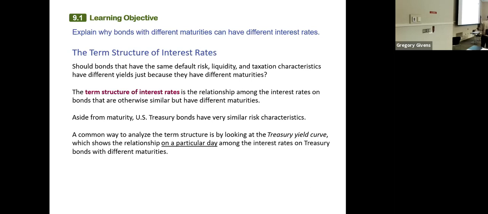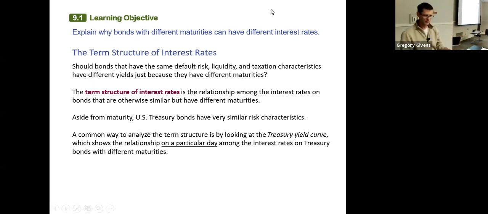The Treasury yield curve shows the relationship on a particular day, at a particular point in time, among the interest rates on Treasury bonds that have different maturities, okay? It is not a graph that shows how the interest rate is changing over time. It is not a time series plot of an interest rate. It is a snapshot of the economy where it shows us the interest rates on Treasury bonds of all different maturities that are available and what those annual interest rates are at that moment. That is what the Treasury yield curve shows us, okay?